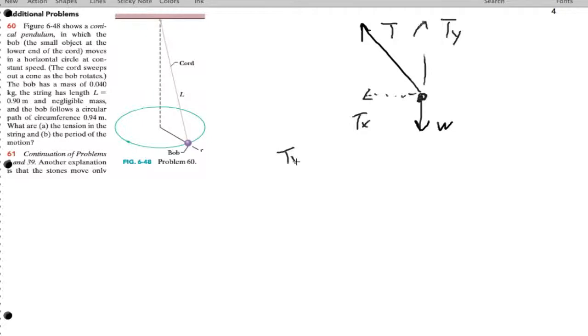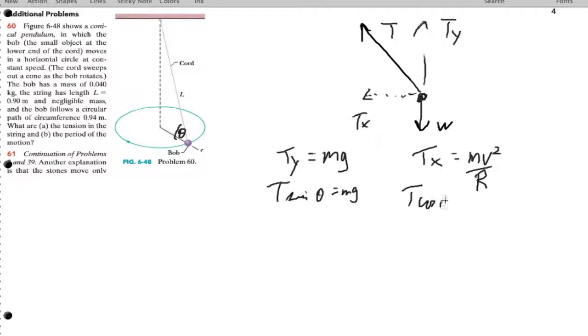So the first thing I get is that Ty is going to end up being mg. And I know that Tx is going to end up being the thing that makes it move in a circle. Now there is a little relation we can actually do for some substitution. If I call this angle theta, then what I can say is that T sine theta equals mg, and that T cosine theta equals mv squared over r.